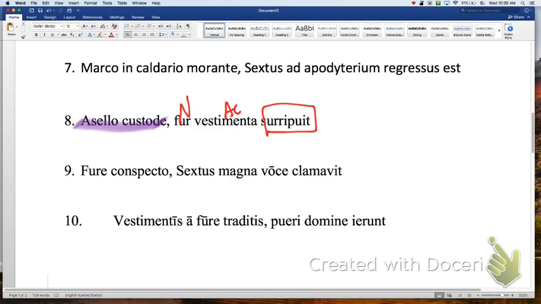Okay, what about number 9? Okay, fure conspecto. What's my participle? Conspecto. The thief having been caught sight of. So with the thief having been caught sight of, Sextus shouted in a large voice. Okay, in a loud voice. Good.